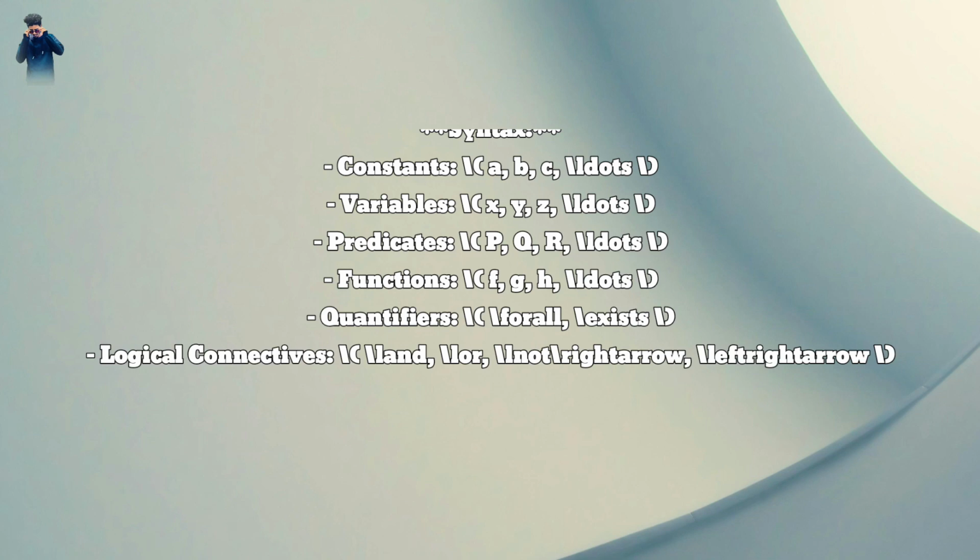Syntax: constants A, B, C, \ldots. Variables X, Y, Z, \ldots. Predicates P, Q, R, \ldots. Functions F, G, H, \ldots. Quantifiers \forall, \exists. Logical connectives: \land, \lor, \neg, \rightarrow, \leftrightarrow.